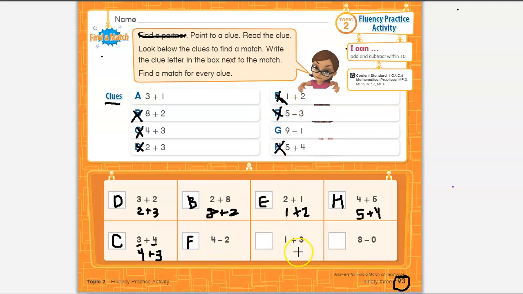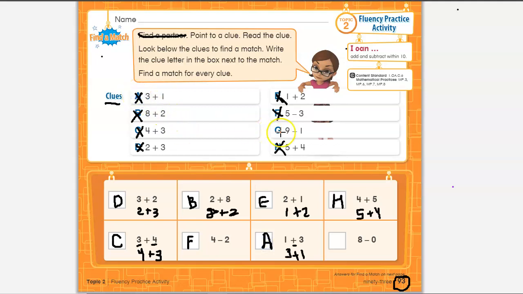Let's look at our next one. If I have 1 plus 3, well, this is an addition problem, so we can flip the add-ins for this one. 1 plus 3 can also say 3 plus 1. Which of these clues, A or G, shows 3 plus 1? A or G? Letter A.